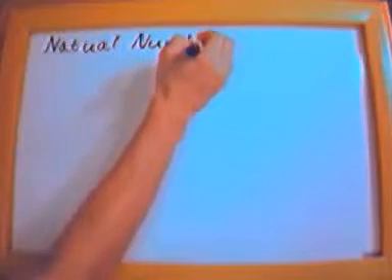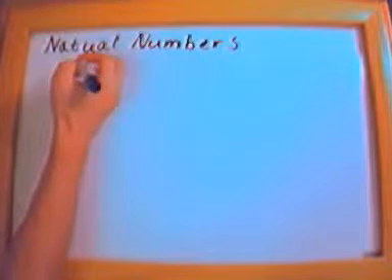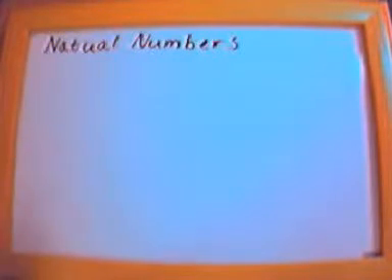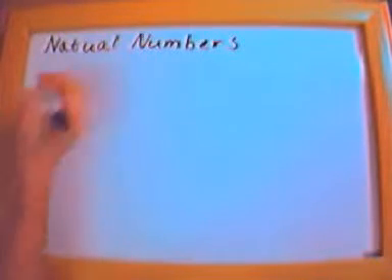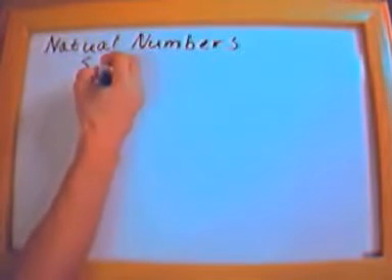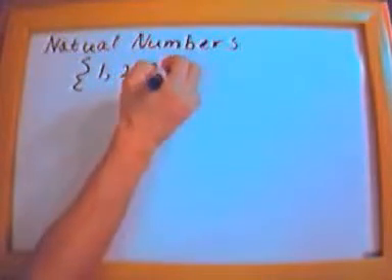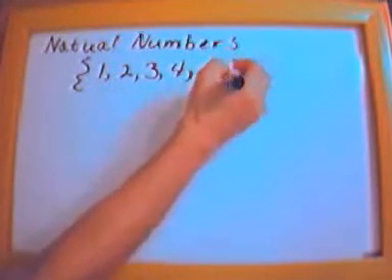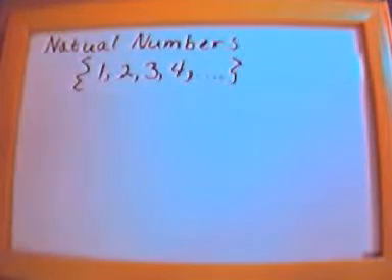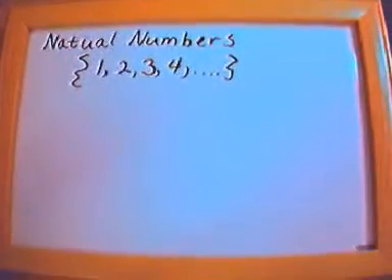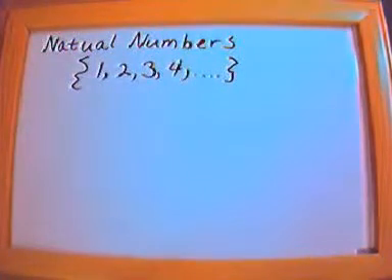The first thing is there are these things called natural numbers. Natural numbers are very simply positive numbers. So the set of natural numbers, the set meaning a collection of objects, would look something like {1, 2, 3, 4, ...} where the little curly braces indicate the fact that it's a set.